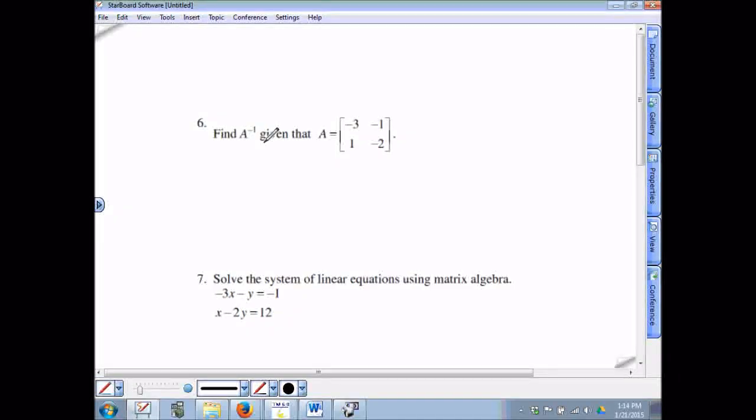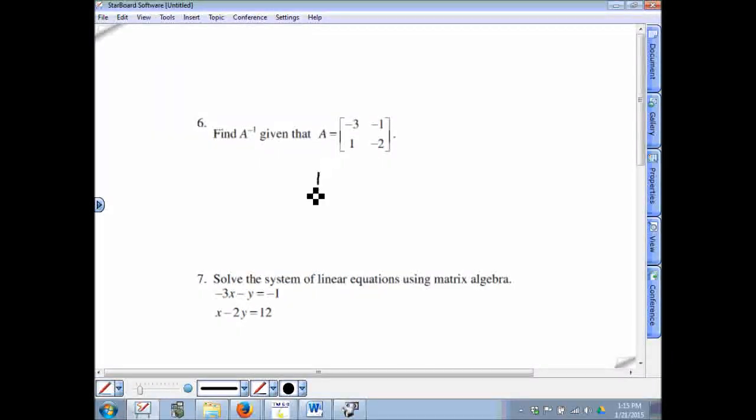Okay, question 6 is finding the inverse of a 2 by 2 matrix. Pretty straightforward. The formula is 1 over AD minus BC. And switch the place of D and A, switch the sign. So this is going to be 1 over A times D, or these two multiplied, that's 6. Then we subtract those two multiplied, that's subtracting negative 1.